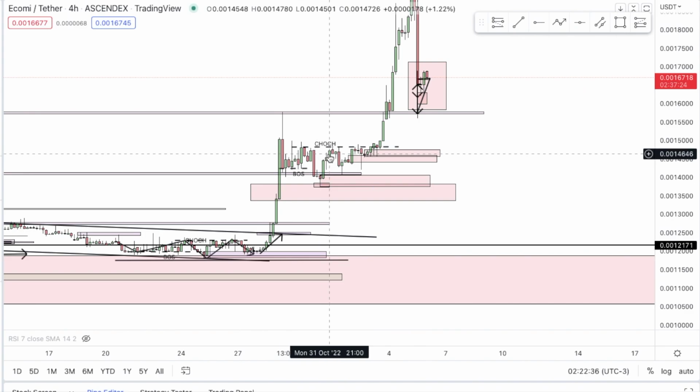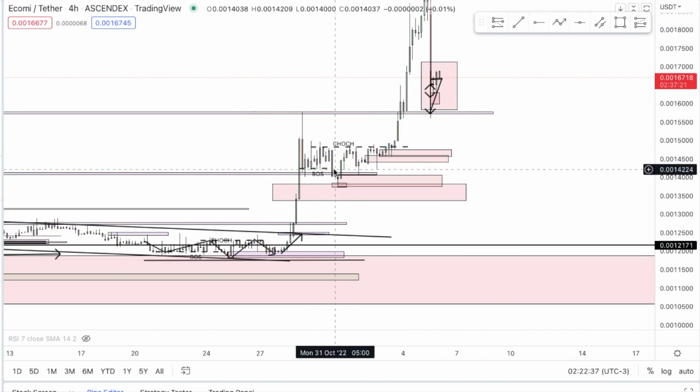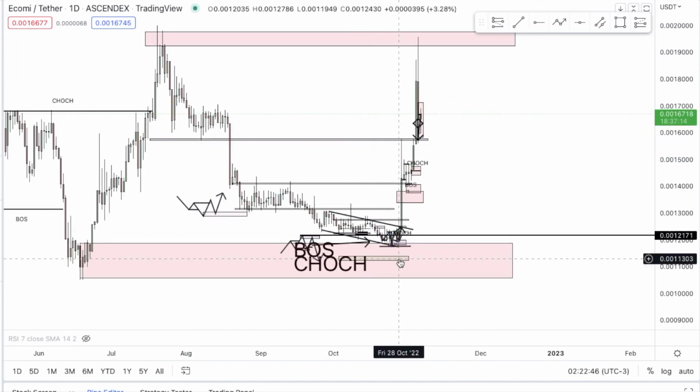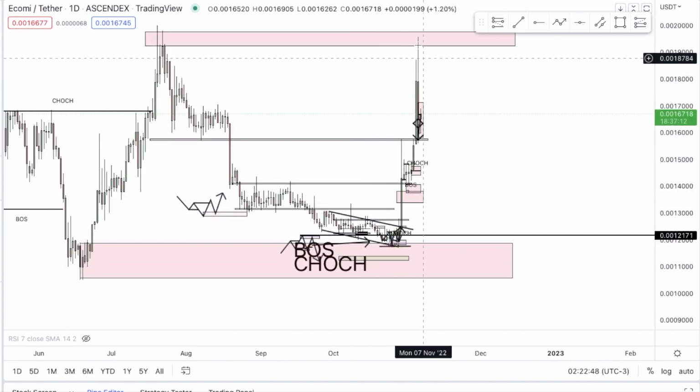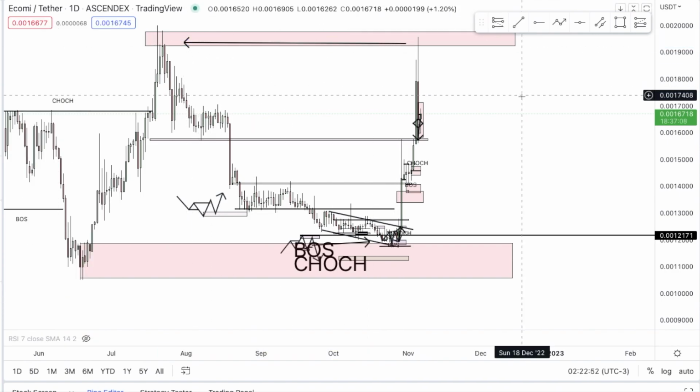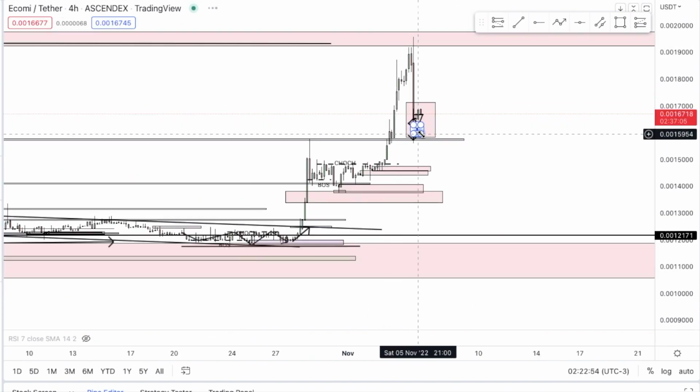We have BOS, change of character. We had it once, twice. We also, guys, keep this in mind, we had it in the bigger scale of things, and it popped in towards our kill zone. Our kill zone popped it all the way towards our left of structure. Left of structure gave us confirmation that it was going to reverse. Simple as it is, we came back, reverse.